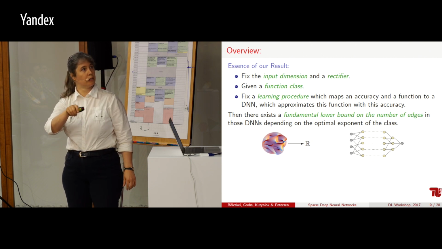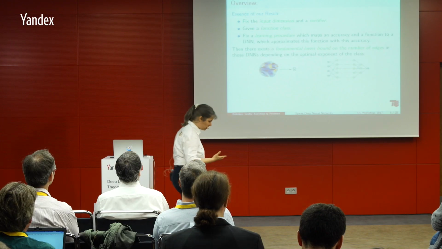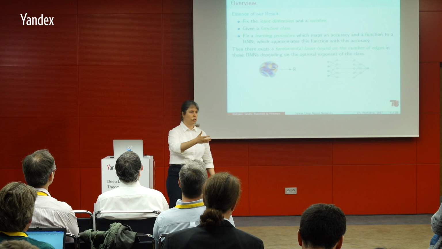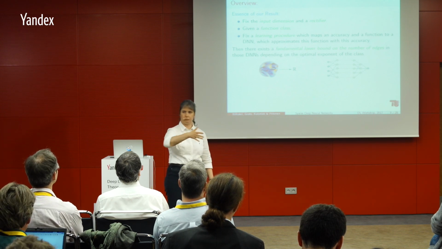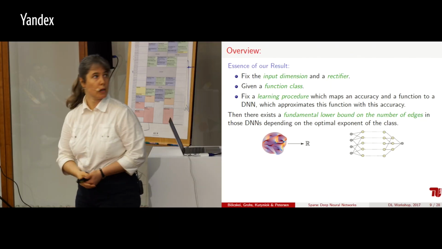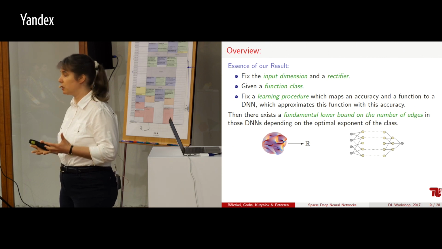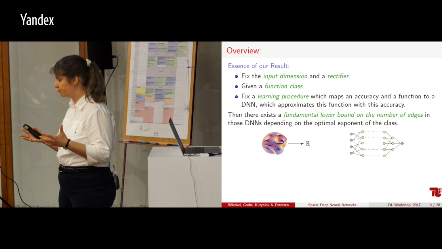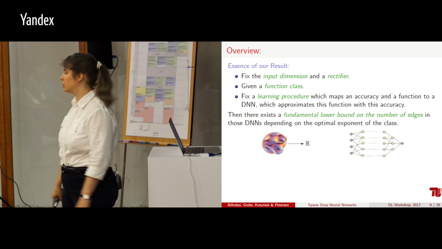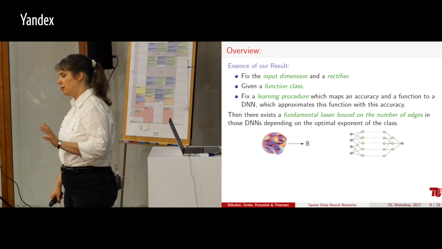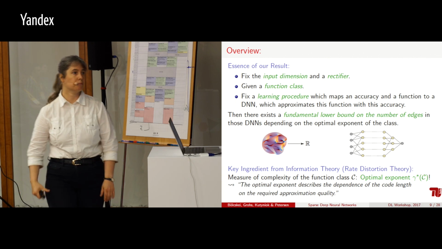Then I fix the function class I'm interested in, and then I fix a learning procedure. This learning procedure, as usual, takes an accuracy and an element of my function class, and outputs a neural network which approximates that function with that accuracy. And the result will then say there is a fundamental lower bound on the number of edges these networks have to have. And this lower bound is in terms of what's called the optimal exponent of this function class. Now, what is this optimal exponent? That comes from information theory, from rate distortion theory.